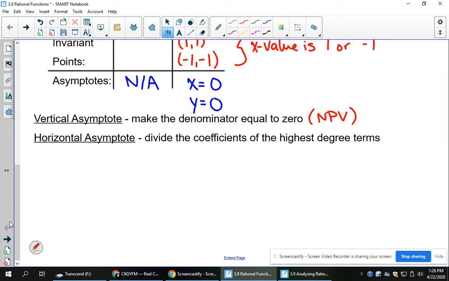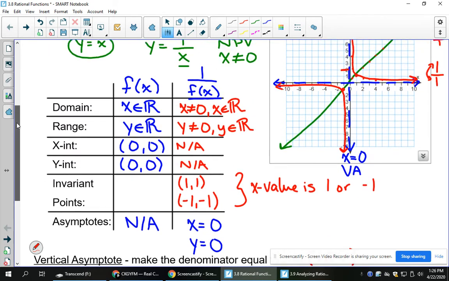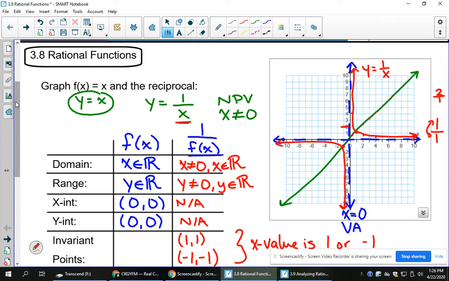You divide the coefficients of the highest degree terms. In this case, the highest degree term we have is x to the 1, degree 1. On the top, there isn't an x to the 1. So I would have to write this as 0x plus 1 over x. And remember, that has a secret 1 in front of it. I just put a 0 in the place of what wasn't actually there.